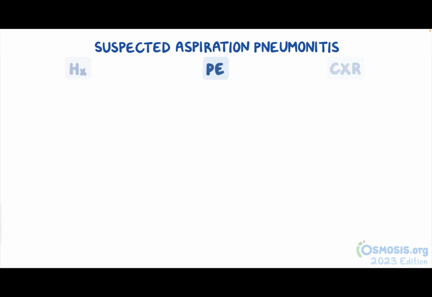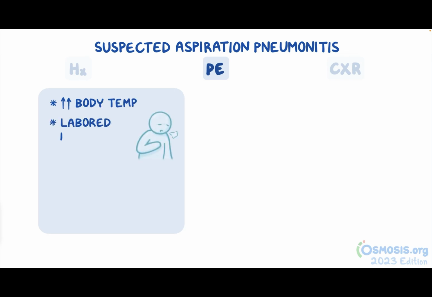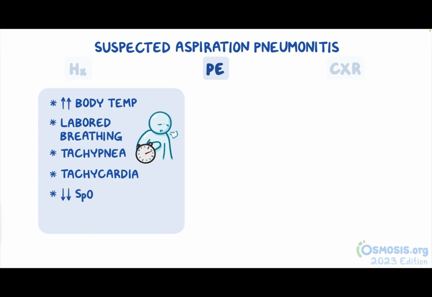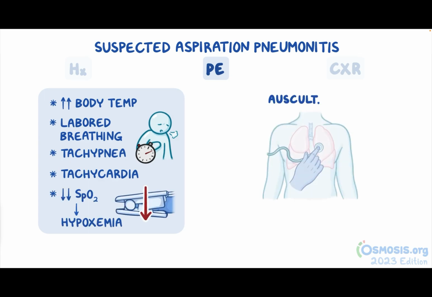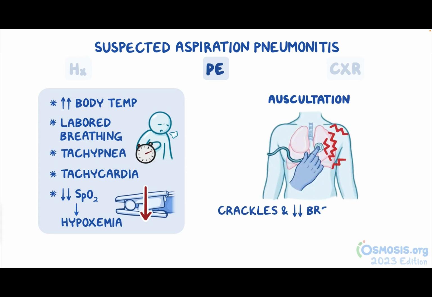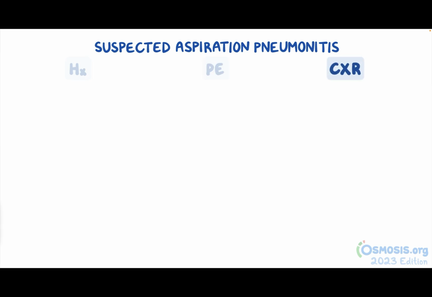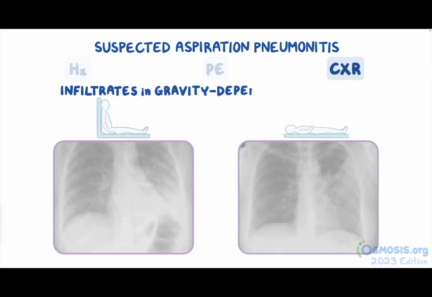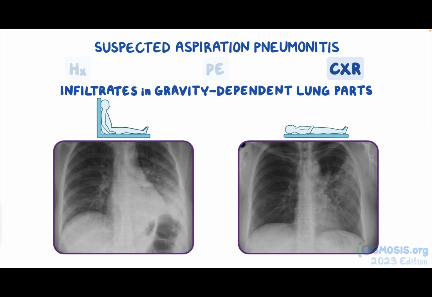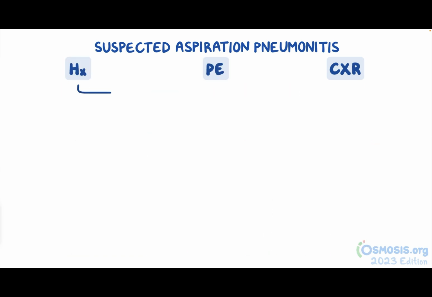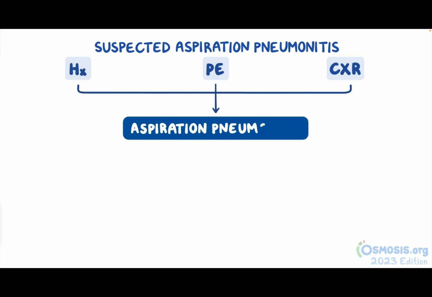Physical exam findings are similar to ones seen in individuals with aspiration pneumonia, like elevated body temperature, labored breathing, tachypnea and tachycardia, as well as low oxygen saturation, indicating hypoxemia. Also, on auscultation, you might hear crackles and decreased breath sounds. Finally, chest X-ray might reveal infiltrates in gravity-dependent lung parts. At this point, you can diagnose aspiration pneumonitis.